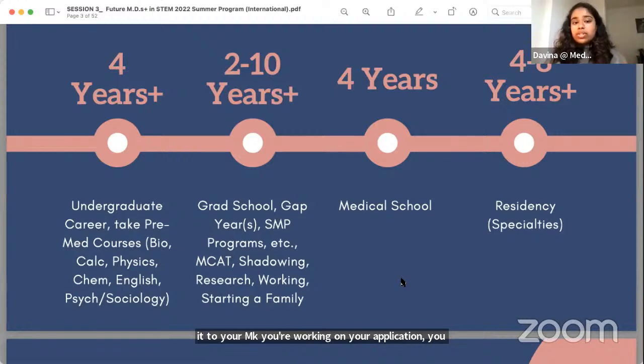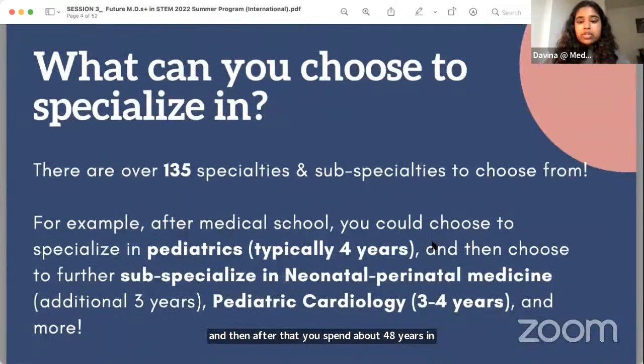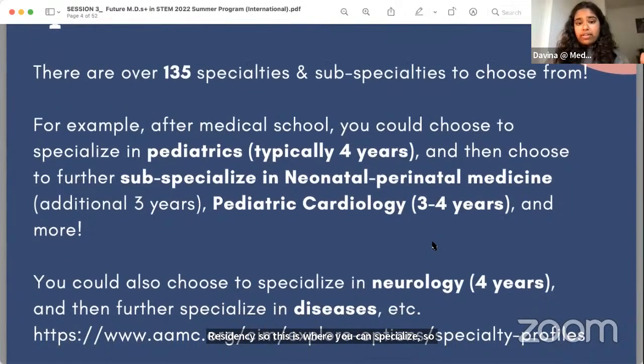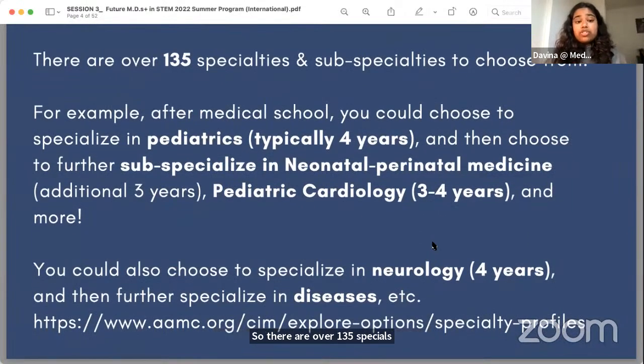And then after that 2 to 10 year gap, perhaps you go to medical school and you spend 4 years in tons of different rotations, working with surgical teams, attendings, etc. And then after that, you spend about 4 to 8 years in residency. So this is where you can learn to specialize. So there are over 135 specialties and subspecialties to choose from.